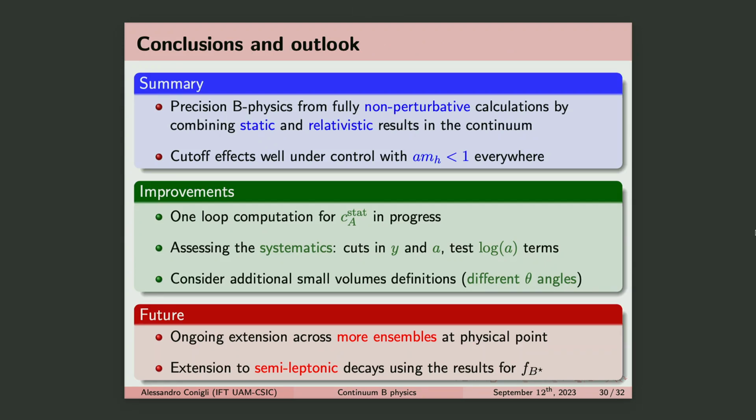So to conclude, in this talk, I tried to convey why combining static data and relativistic data is a very attractive option to tackle the B sector. In particular, we performed a fully non-perturbative calculation by the combination of these two data sets while keeping under control the cutoff effects in each step of our computation. Among the improvements, we are currently working on the extraction of CA stat for the Wilson gauge action, and we are planning to assess the systematics by studying different cuts in the fit that we perform, both the fits in the mass and the continuum limit fit.